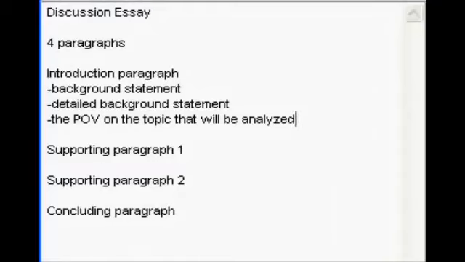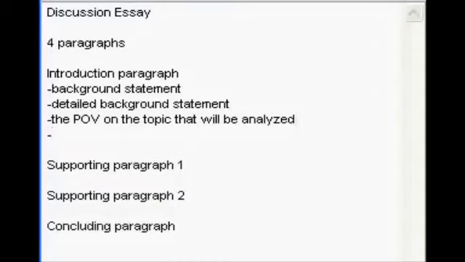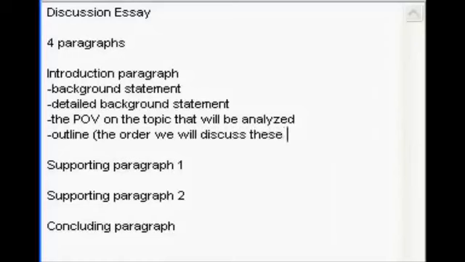Okay, and then obviously the first one is going to appear in supporting paragraph 1, and the second one is going to appear in supporting paragraph 2. Now the last sentence is simply an outline sentence, which is basically telling us the order we will discuss these points of view in. You could even just say these points of view will be discussed in this order, which means that whatever order you said them in the third sentence, that will be the order that they will appear in the supporting paragraphs.